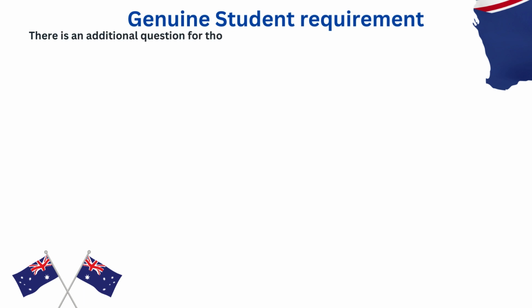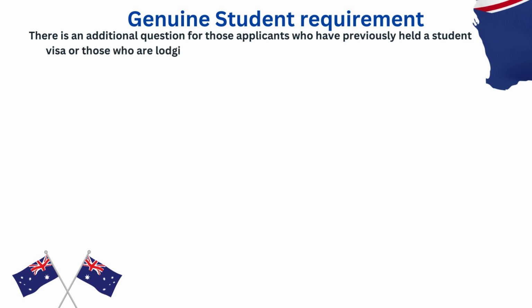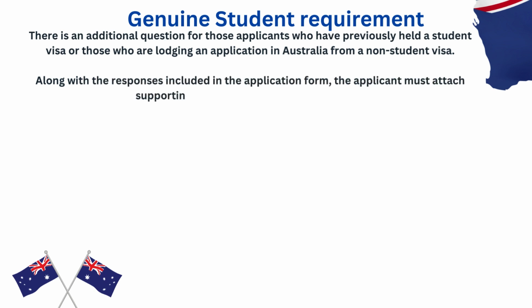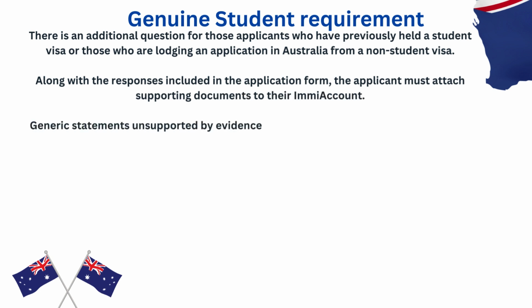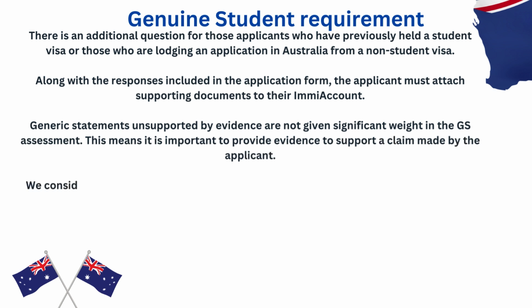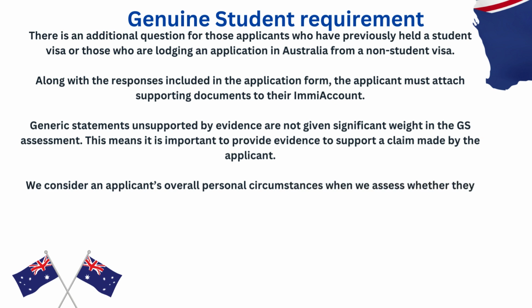There is an additional question for those applicants who have previously held a student visa or those who are lodging an application in Australia from a non-student visa. Along with the responses included in the application form, the applicant must attach supporting documents to their IMI account. Generic statements unsupported by evidence are not given significant weight in the GS assessment. This means it is important to provide evidence to support a claim made by the applicant. We consider an applicant's overall personal circumstances when we assess whether they are a genuine student.